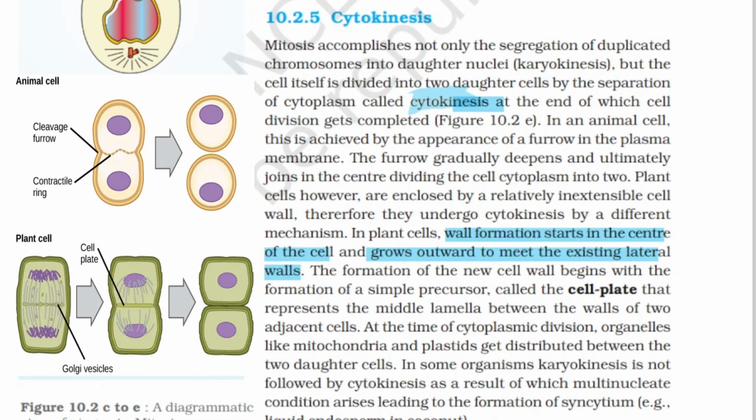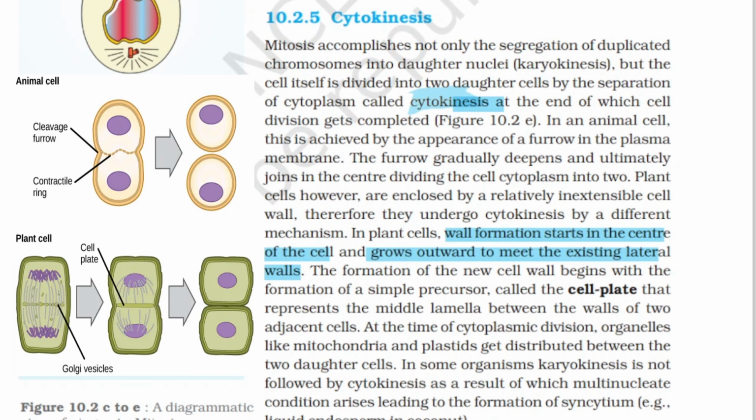So in plant cells, wall formation starts in the center of the cell and goes outward to meet the existing lateral walls. Here we need to remember: outward. Maybe you might have sentence based questions. Which of the following sentences is true?